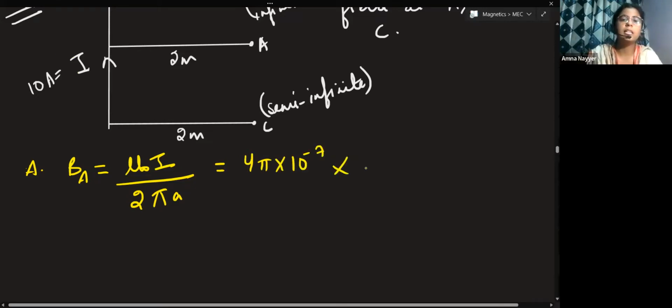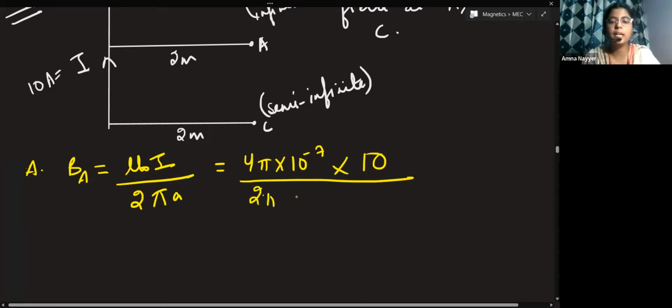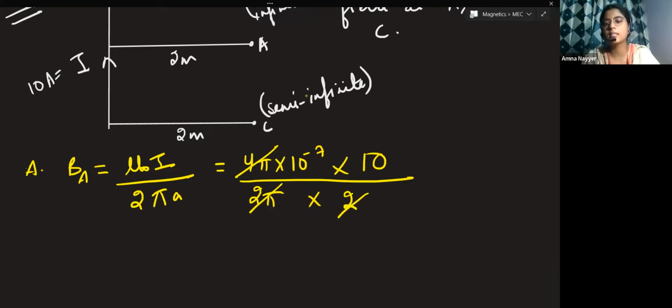Current here is flowing 10, divided by 2 pi and a is 2. See, 2 pi into 2 becomes 4 pi. So 4 pi will get cancelled. This becomes what? 10 to the power minus 6.